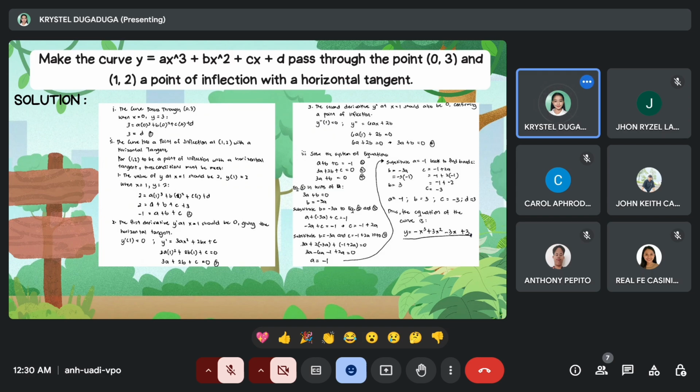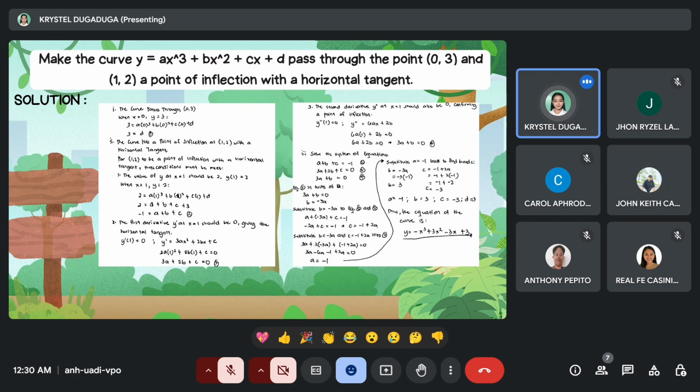So as you can see, it is just substitution. Then next, we use the value of a which is negative 1 back to find b and c. So b is equal to negative 3a, so substitute negative 1, which resulted into b equals 3. So we found the value of b, then next we will find the value of c. So basically, we substitute the value of a, and we get the value of c as negative 3.